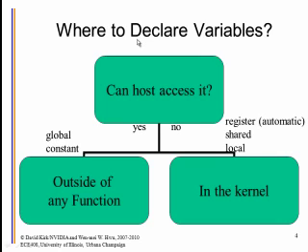So where to declare variables? Can the host access it? If the host can access it, that is outside any function: global and constant. Okay. If the host cannot access it, then it's got to be in the kernel. Okay. So it's registers, shared, and local variables.